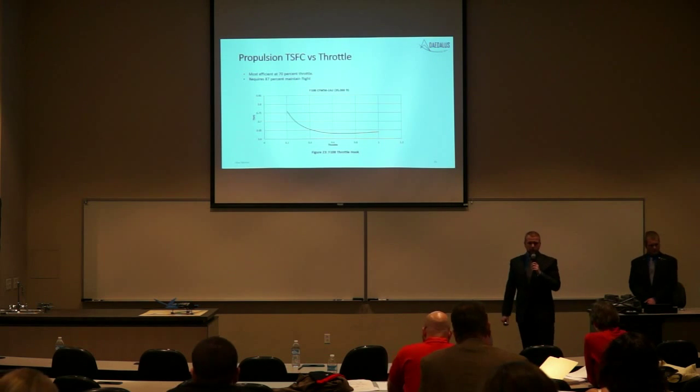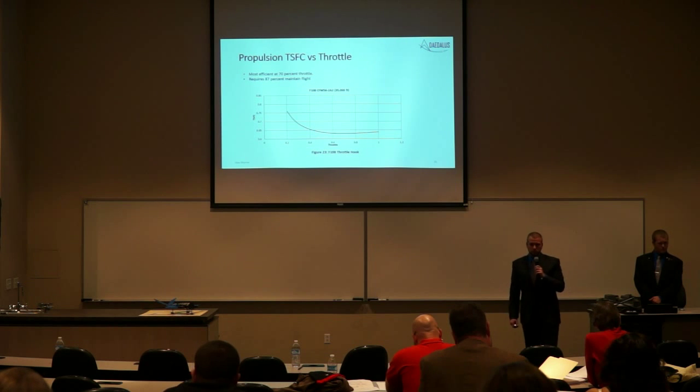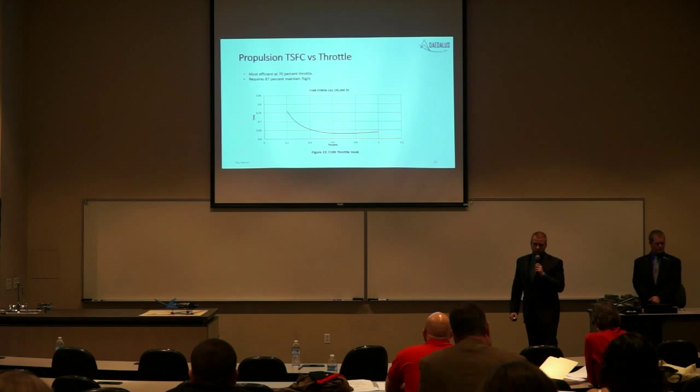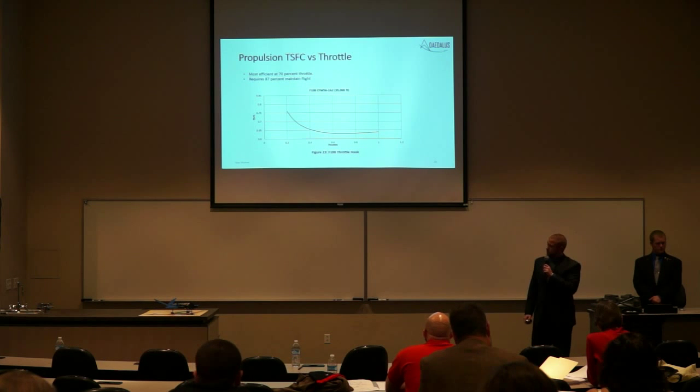feet. So for each engine, there is a specific throttle that correlates with the most efficient fuel burn. For the F108, that is about 70% throttle. However, with our thrust available versus thrust required calculations, we have identified a minimum throttle of 87%.